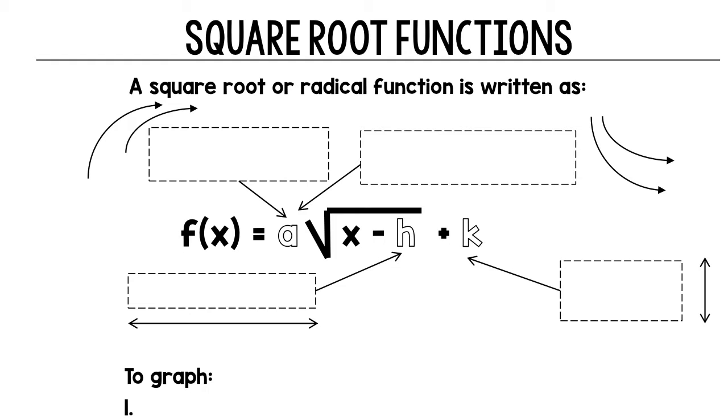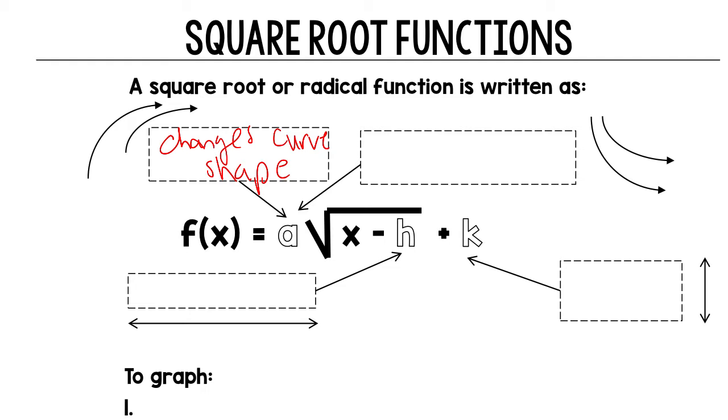So let's talk about what each of these constants does to our graph, and then we'll look at the graph and compare what it looks like when it changes. So A, the constant in front, changes the curve shape. It could make it steeper, flatter, just changes the way the curve looks. You'll see when we do some examples here in just a moment.